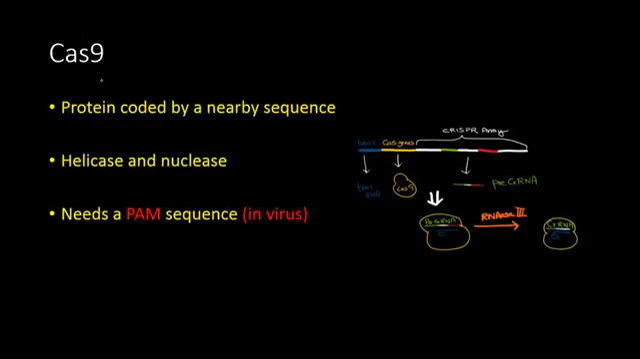Now coming to Cas9, it is a protein and it acts as a helicase as well as an endonuclease. It requires a PAM sequence in the target, that is, in our case, a virus. We'll come to the PAM sequence later. Anyway, Cas9 is a protein that is central to the type 2 CRISPR system. It acts as a helicase, that is, it will unwind the viral DNA, and it also acts as an endonuclease, that is, it is able to cut the viral DNA.